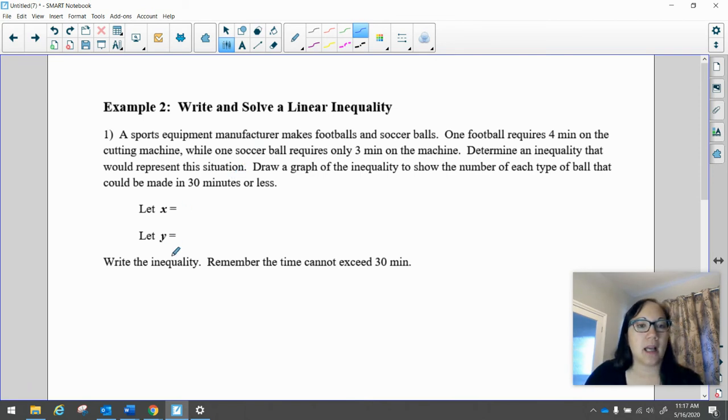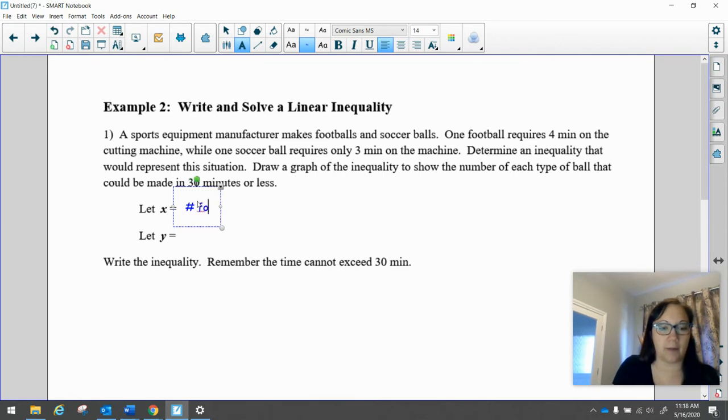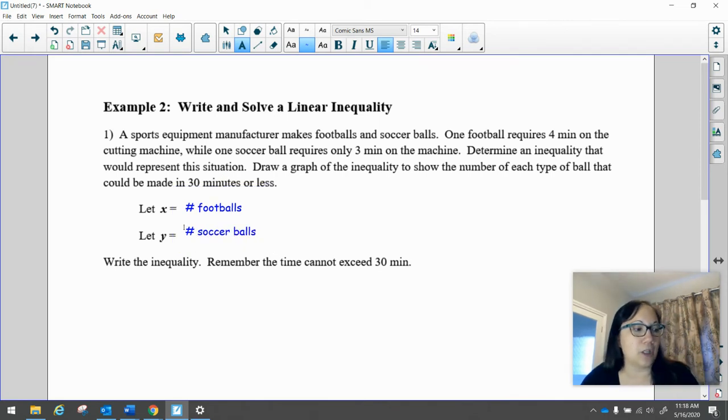Okay, so we have to decide which variable to assign to which ball, and it doesn't matter which one you pick, but I am going to go with footballs for x, I think just because it listed it first. So x is going to be the number of footballs, and y is going to be the number of soccer balls. So if you decide to switch that around, your graph would be similar to mine, but your x and y values would be switched around. So it'd be a slightly different version of it.